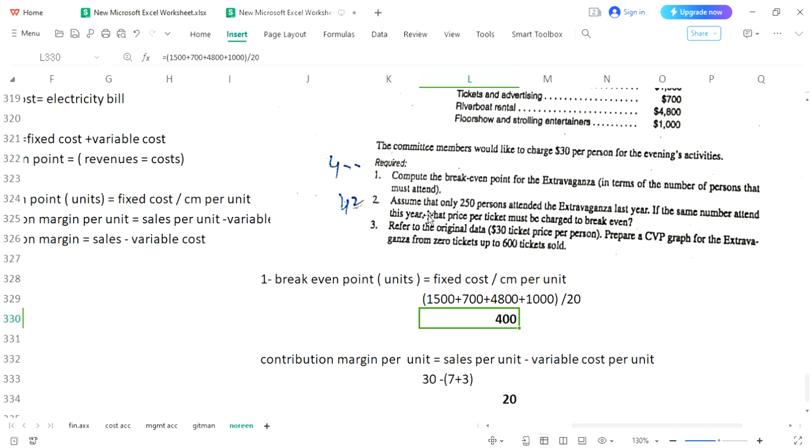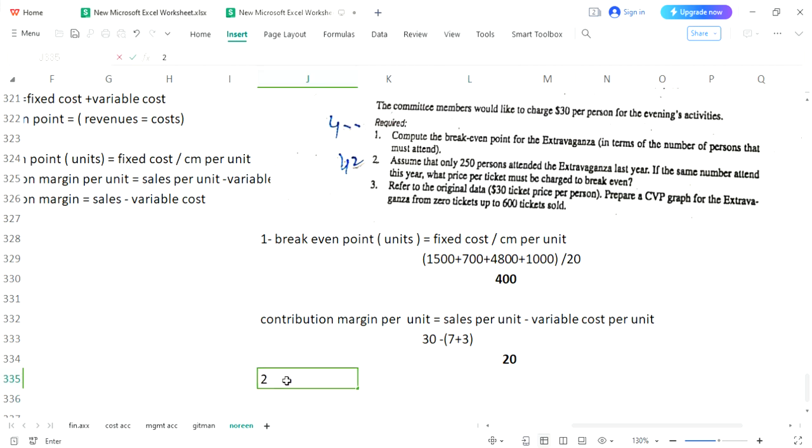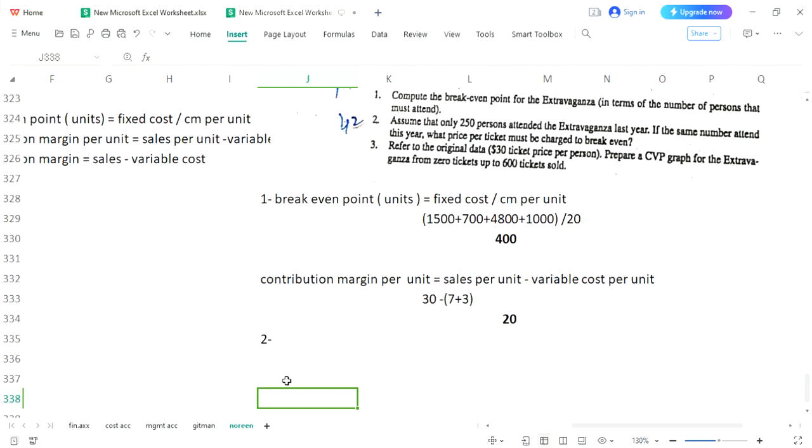Then next, assume only 250 members attended the extravaganza. If the same number attend this year, what price of ticket must be charged to break even? Okay, now again we need to have break-even point. Second part is going to be discussed, and for that we need the contribution margin format income statement. And you are well familiar with this format.